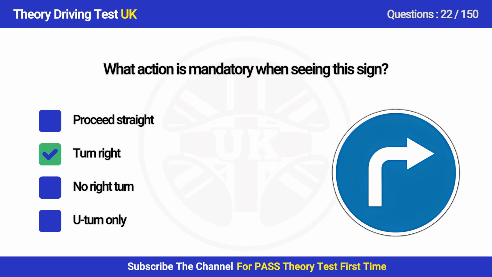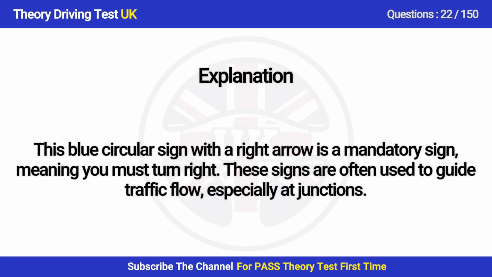Answers is B. Turn right. This blue circular sign with a right arrow is a mandatory sign, meaning you must turn right. These signs are often used to guide traffic flow, especially at junctions.